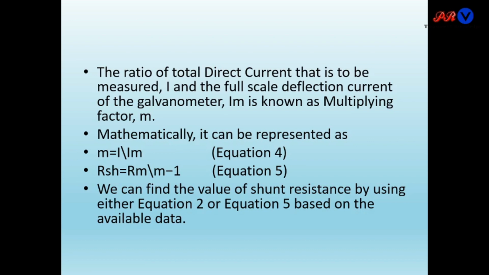We can find the value of the shunt resistance by using either equation 2 or equation 5 based on the available data. So in this way we can find the value of RSH.